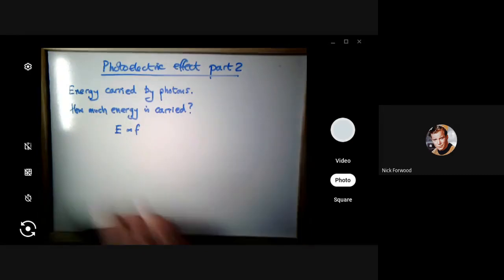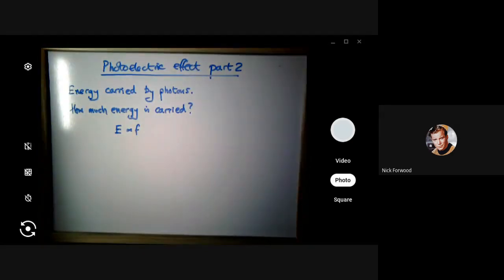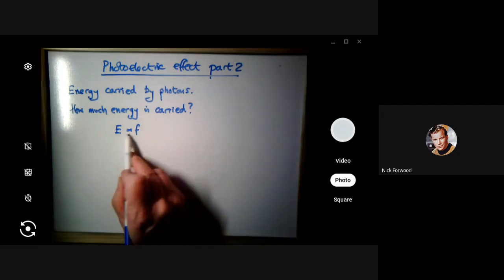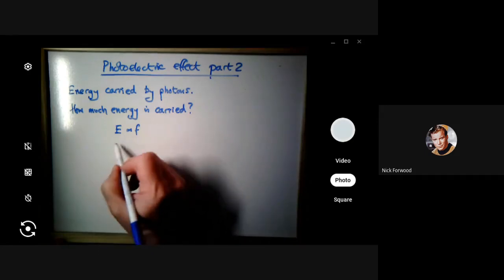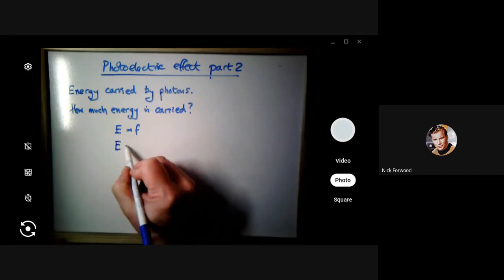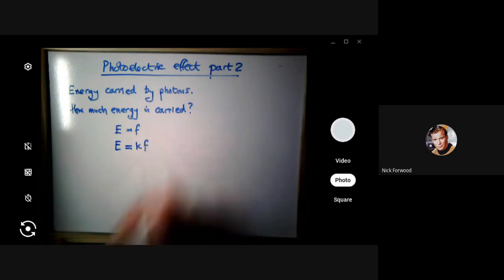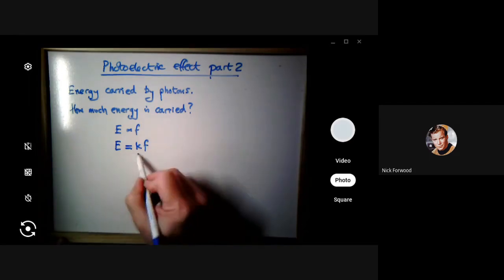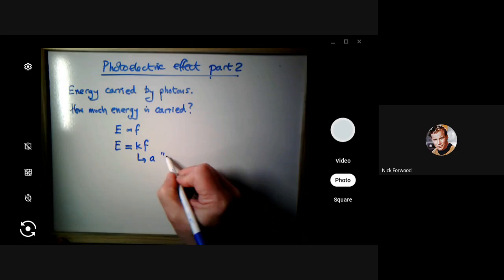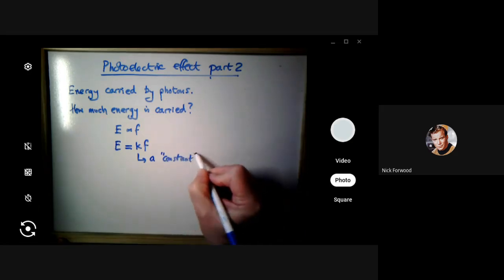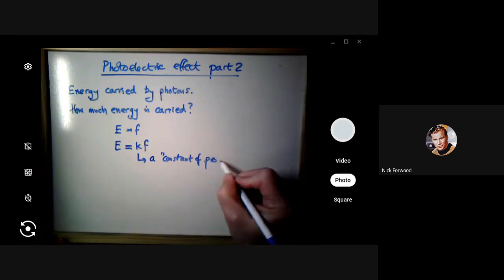In other words, energy is proportional to frequency. The bigger the frequency, the larger the amount of energy. That's a proportional sign, that fish-shaped thing. Now, we can't do calculations with proportionality. We need to replace the proportionality with a constant multiplied by the frequency. So k is what is called in physics a constant of proportionality.